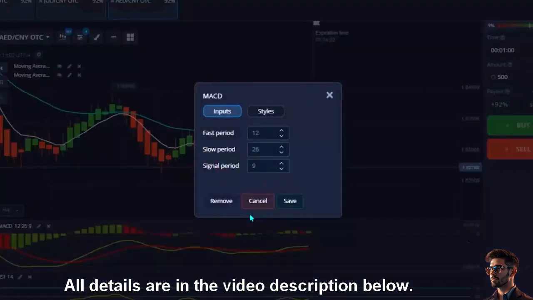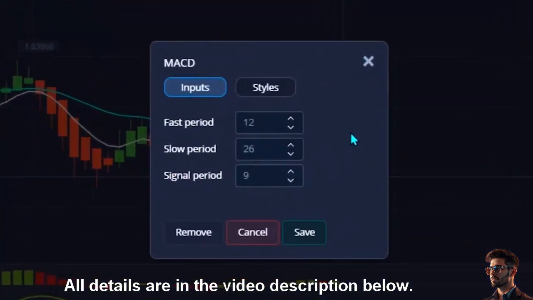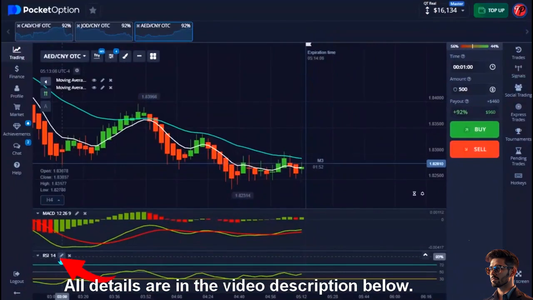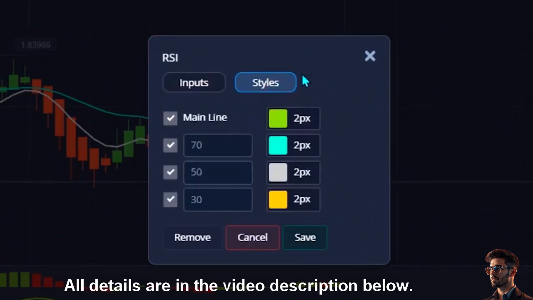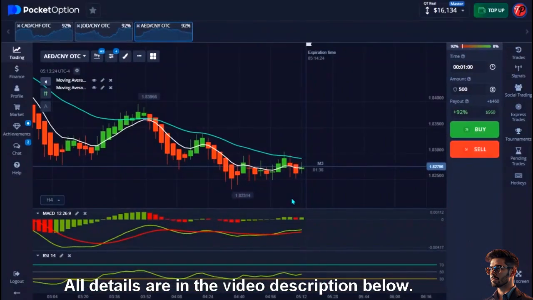MACD is actually a different setting. You don't have to change anything here. The same thing applies to your RSI. It's a default setting. You don't have to change anything. All I do is take my line on the styles. So that's pretty much all I do. When you're done, you hit save. So that's pretty much the setup of this strategy.